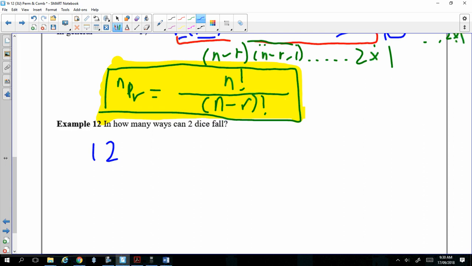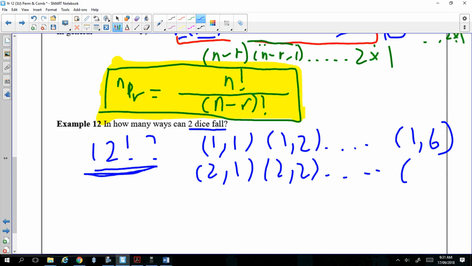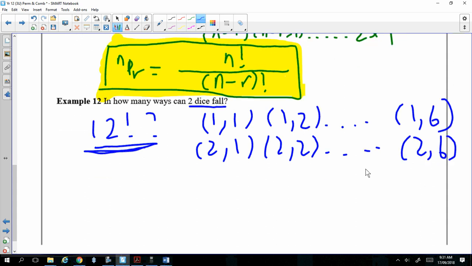Okay, alright. So in this topic, it's very important we don't overuse formulas, because let's look at how it works. When 2 dice fall, what are the possibilities? It could be 1, 1, 1, 2, up to 1, 6, or 2, 1, 2, 2, 2, 6. Now, if we look at this, how many ways altogether? 36. So it's actually 6 times 6.